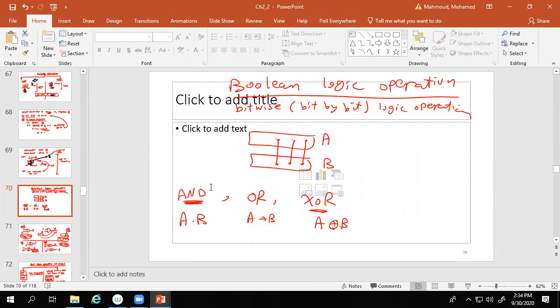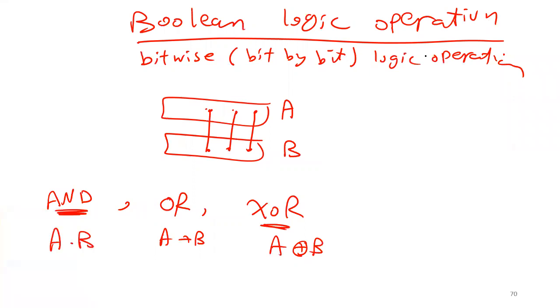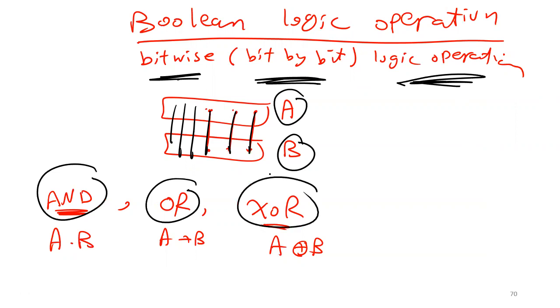So now what I want to teach is Boolean logic operations. What is Boolean logic? First, Boolean logic here means logic operation, and that means we are going to do it bitwise, bit by bit. So if I have a register A and you have a register B or a number or memory location, we are going to do bit by bit logic operation. Is that okay? So what logic operations do we have here? We have AND, we have OR, we have XOR. These are the only three operations we have.